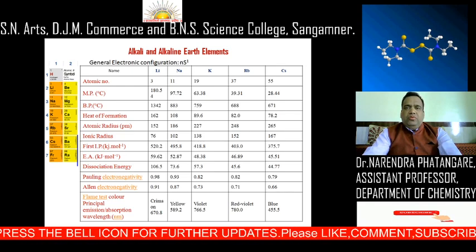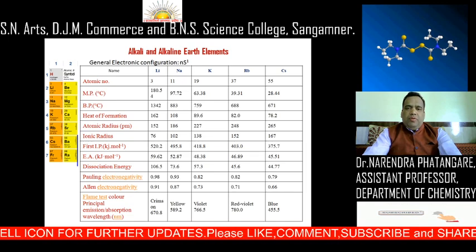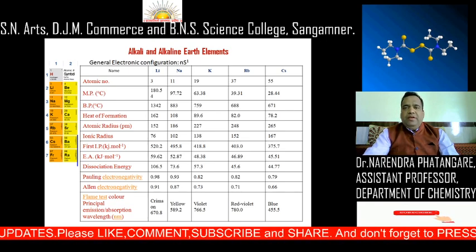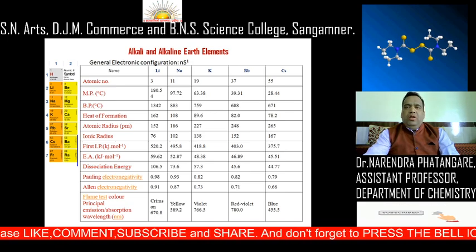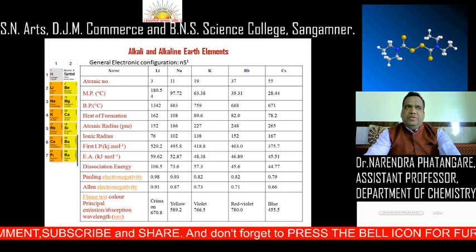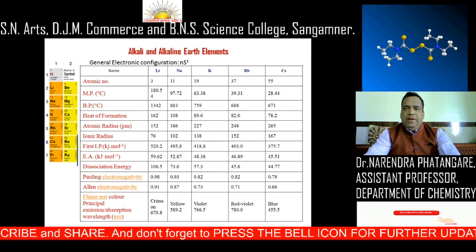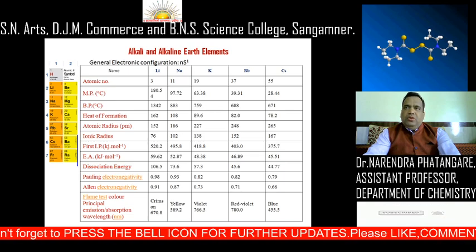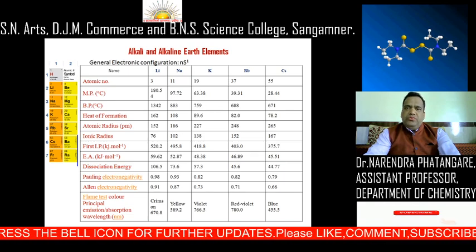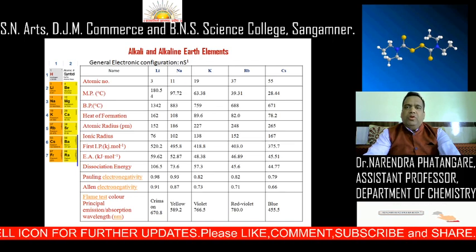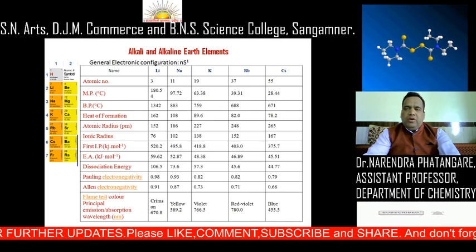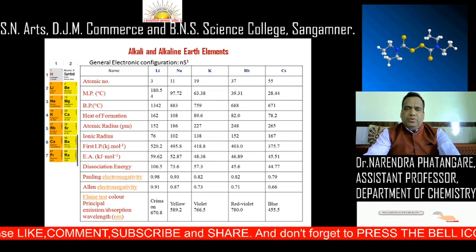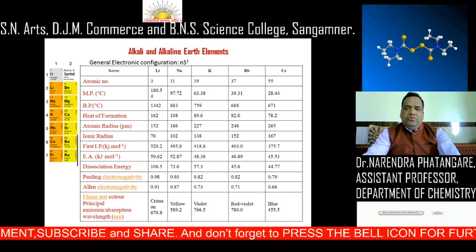The amount of energy required to remove the outermost electron from lithium is maximum because lithium is smaller in size. Therefore, the distance of the outer electron from the nucleus is very much less as compared to sodium, potassium, rubidium, and cesium. As the size of the atom increases, the hold on the outermost electron is reduced. Therefore, the amount of energy required to remove the outermost electron is less as the size increases. And therefore, the same trend is observed from lithium to cesium.